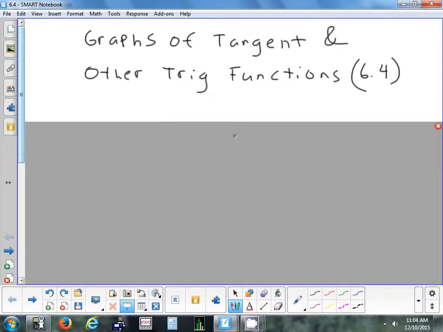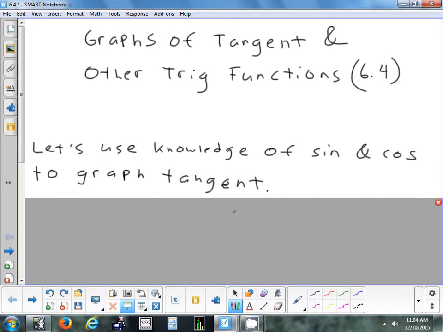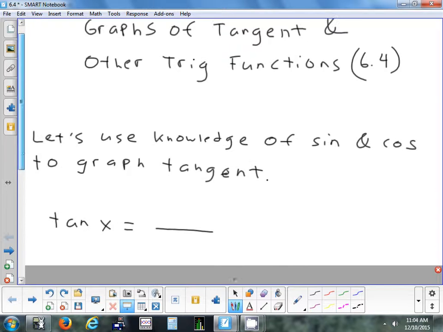Right, so we're going to finish up this week looking at section 6.4, which is on the graphs of all the other trig functions we haven't studied yet. For our first one, we're going to use what we know about tangent to rewrite it and figure out what it would look like. We already know a lot about sine and cosine, so using that knowledge, we can figure out what tangent should look like.